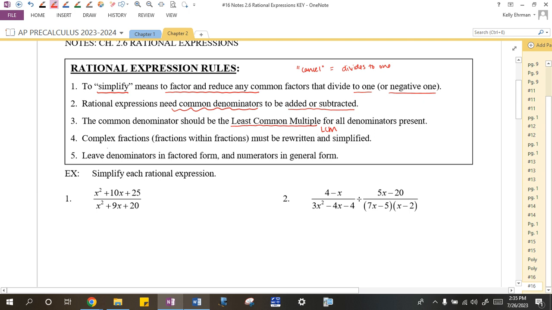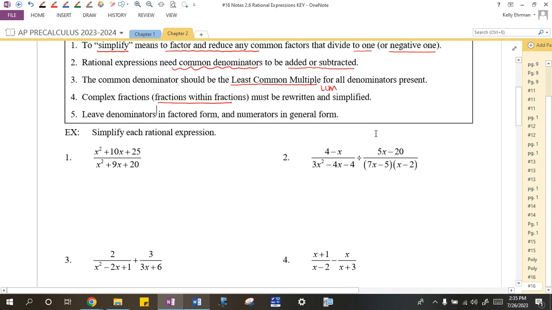And then finally, complex fractions, which are fractions within fractions, those need to be rewritten and simplified. So with numbers, we would never leave something as 1/2 divided by 3/4. We would simplify that.